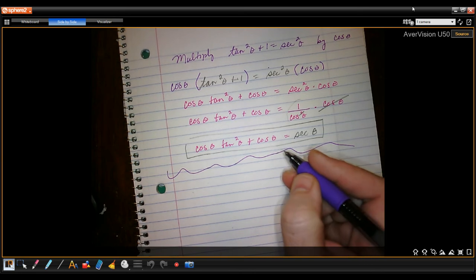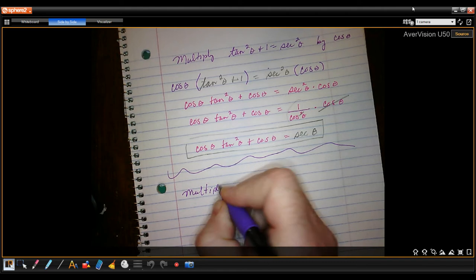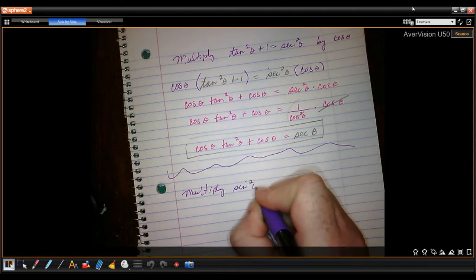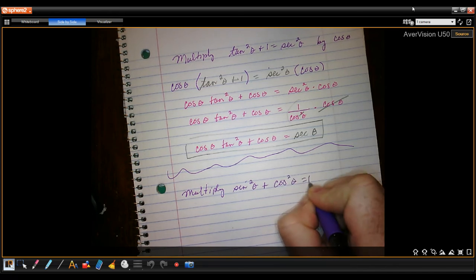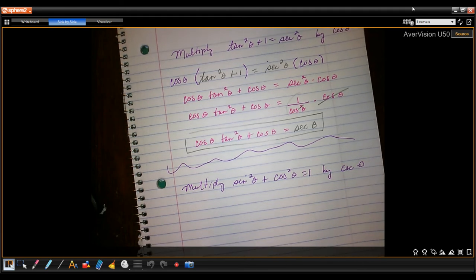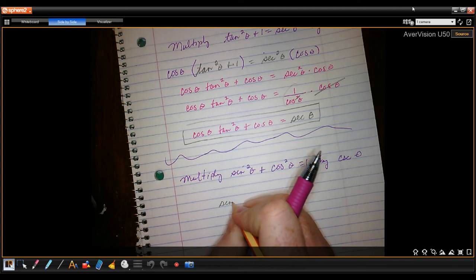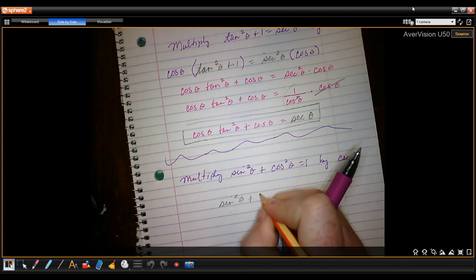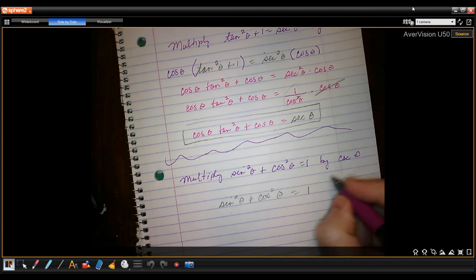Let's do one more. Let's do multiply sine squared theta plus cosine squared theta equals 1 by cosecant theta. Okay, so let's do that. So here again, if you would like to pause the video and then come back, that's what I would do to try it yourself. But I can set it up first. So we'll set it up. We're going to multiply both sides by cosecant.